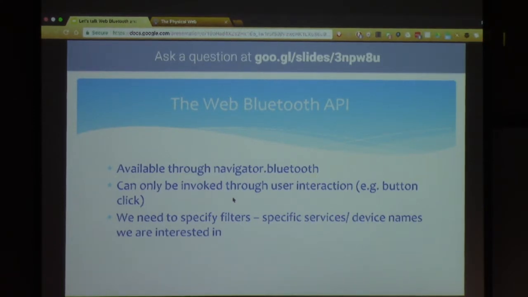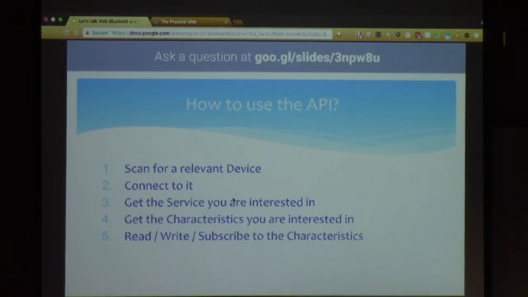So how do you do development on this? There's an object called navigator.bluetooth that you can access in your browser, in JavaScript, that you'll be able to connect with. It will tell you if you can connect or not, if it has a value. And of course, you need to specify a filter, and it has to be invoked, so you have to create a button to connect. How you would do it is you scan for the device, connect to it, get the service that you're interested in, get the characteristic that you're interested in, read and write, and subscribe to that characteristic.